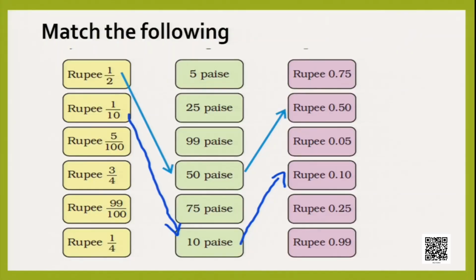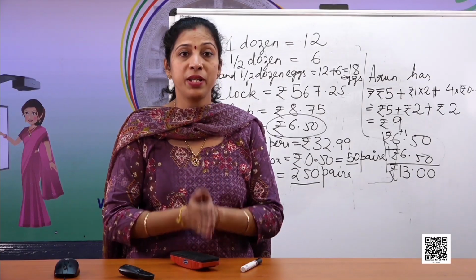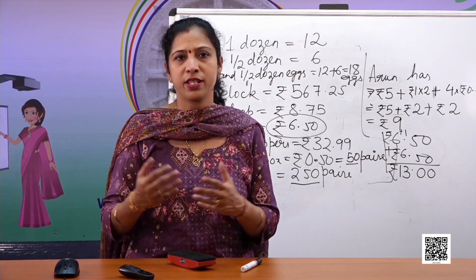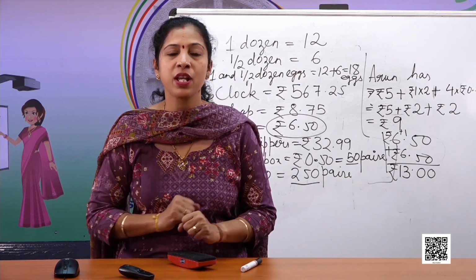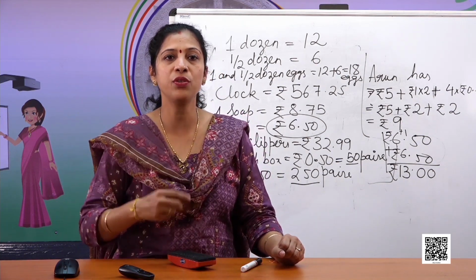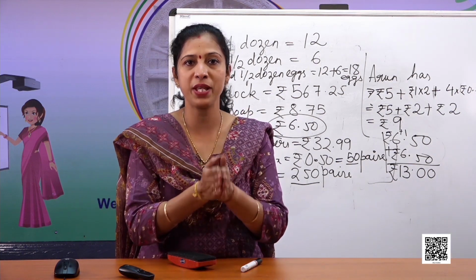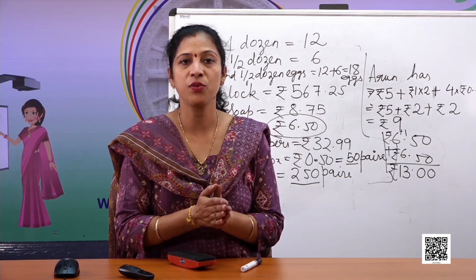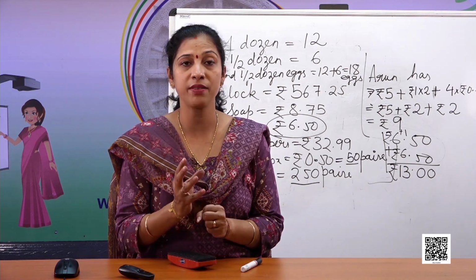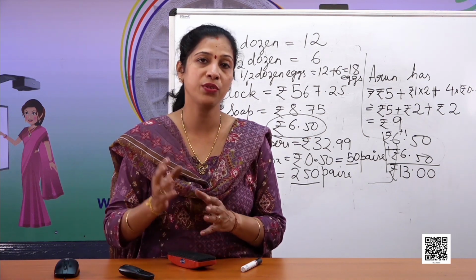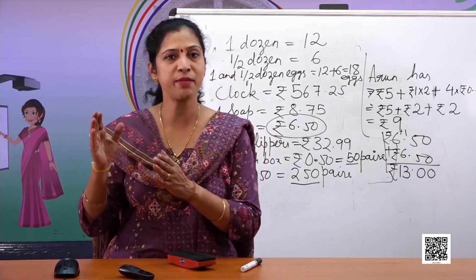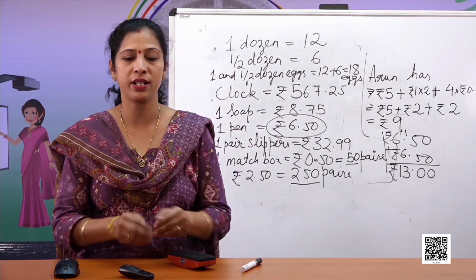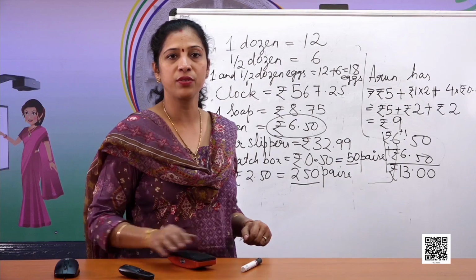Here you have to match. Just now I told you what is the meaning of 1 rupee, what is the meaning of half a rupee, what is the meaning of 1/10 of a rupee, what is the meaning of 5/100th of a rupee. So first you have to find out the rupees given in fraction, then you have to find out that rupees in paise, then you just match it with the decimal number which is given in pink color. So now let's do the first one.